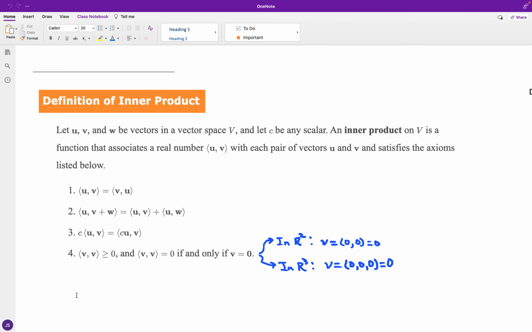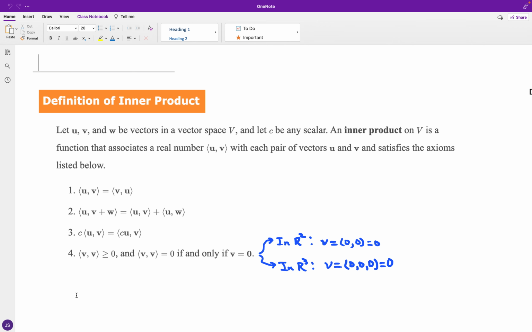Fourth, the inner product of v with itself is greater than or equal to 0, and the inner product of v with itself is equal to 0 if and only if the vector v is equal to 0.